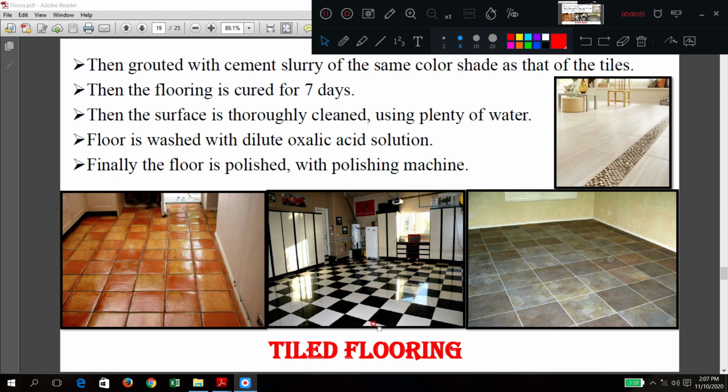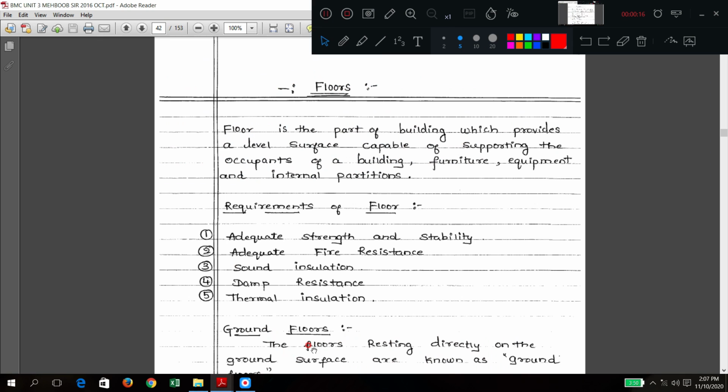Good morning, students. Okay, we'll start with the next topic, that is flooring. In the previous video, we started the discussion on flooring. What we covered in the previous video was the definition of the floor, which is a part of the building which supports occupants of the building, furniture, equipment and internal partitions.